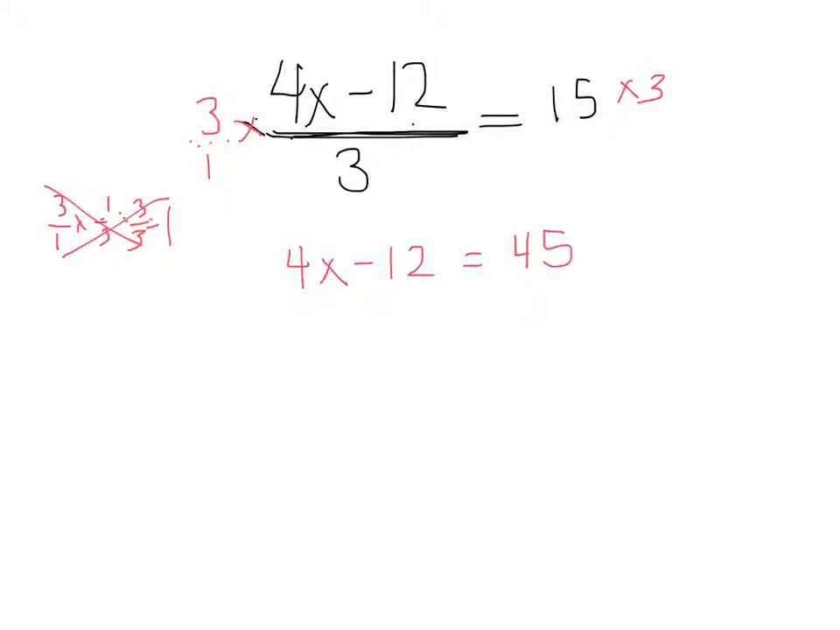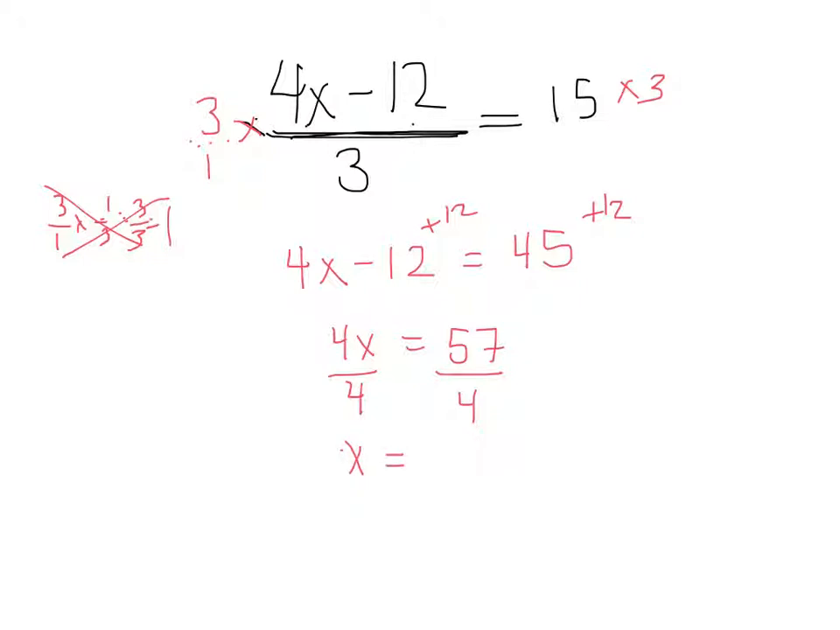And now it looks like everything we've had before. We're going to add 12 to both sides. So 4x equals 57, divided by 4.